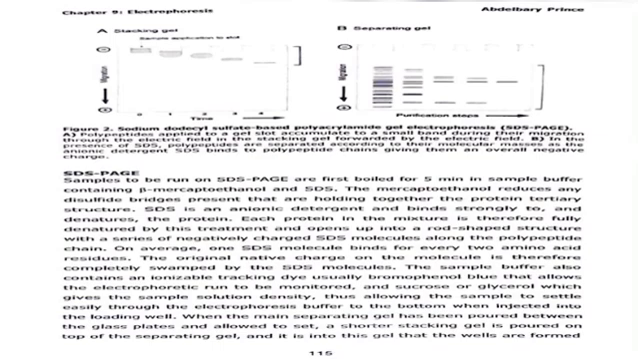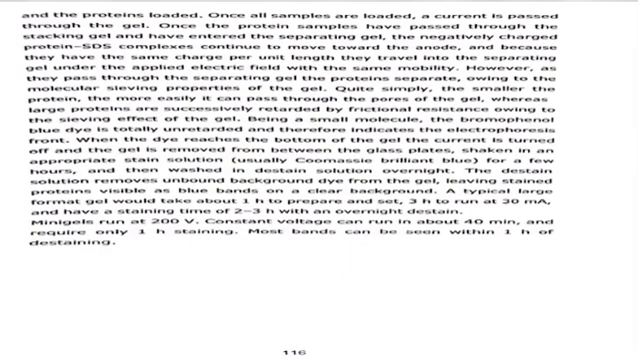The sample buffer also contains an ionizable tracking dye, usually bromophenol blue, that allows the electrophoretic run to be monitored, and sucrose or glycerol, which gives the sample solution density, thus allowing the sample to settle easily through the electrophoresis buffer to the bottom when injected into the loading well. When the main separating gel has been poured between the glass plates and allowed to set, a shorter stacking gel is poured on top of the separating gel, and it is into this gel that the wells are formed and the protein loaded. Once all samples are loaded, a current is passed through the gel.